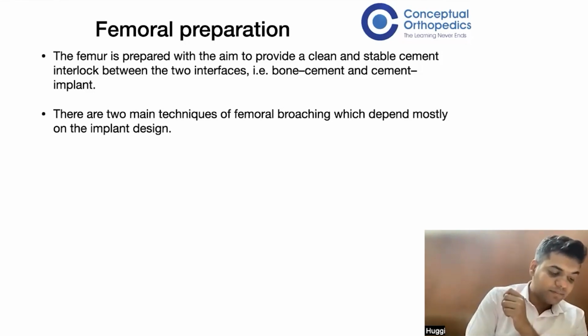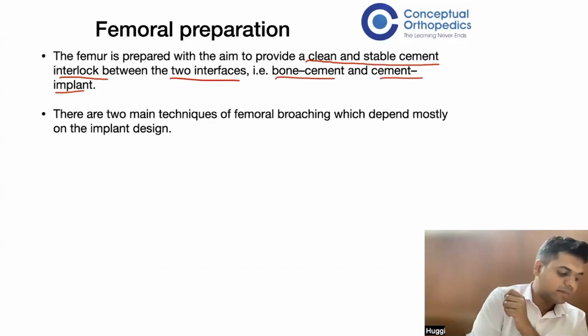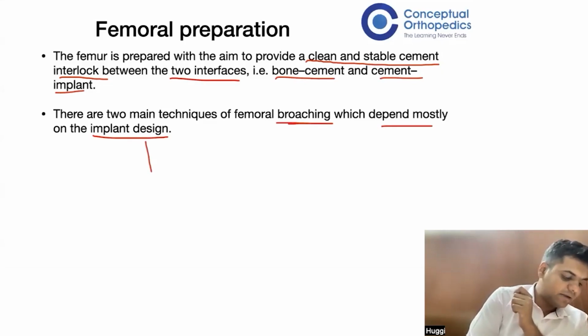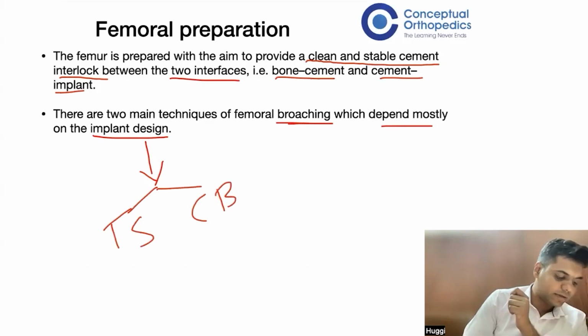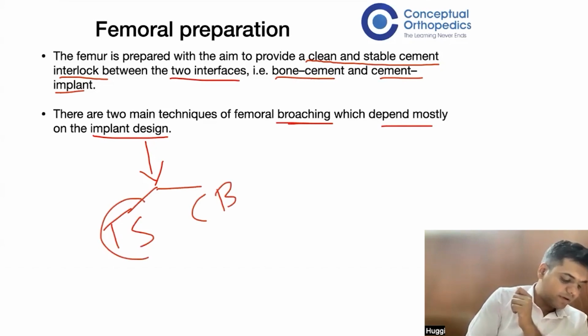The canal is prepared with an aim to provide clean and stable cement interlock between two interfaces, that is bone-cement and cement-implant. The technique of broaching mostly depends upon the implant design. Implant design decides what again? Philosophy. It depends on whether you're going for taper slip or composite beam. So if you're preparing a taper slip, how should your canal be?